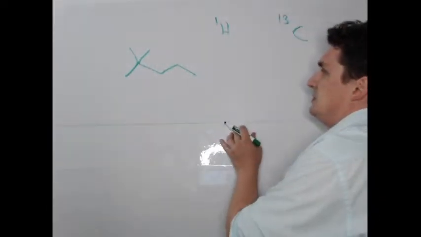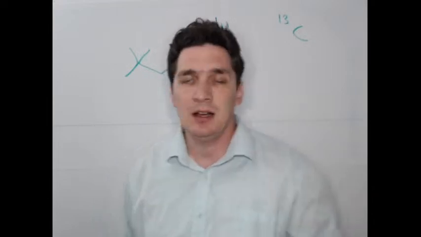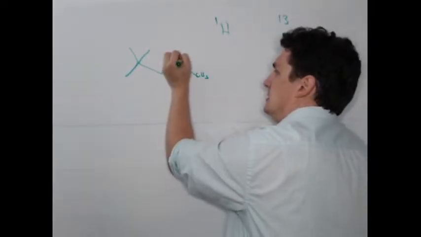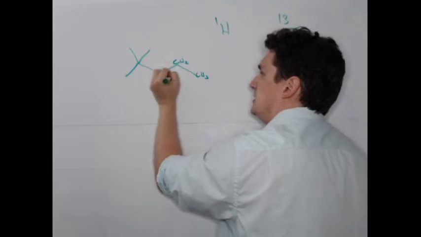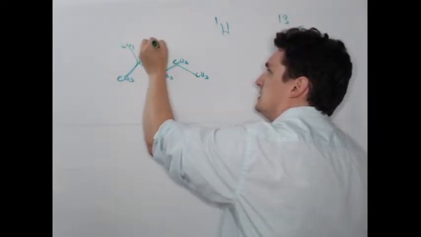So for the 1H NMR, first thing we need to do is identify the number of unique hydrogen positions. So here we've got a CH3, CH2, CH2, a CH3, a CH3, and a CH3.